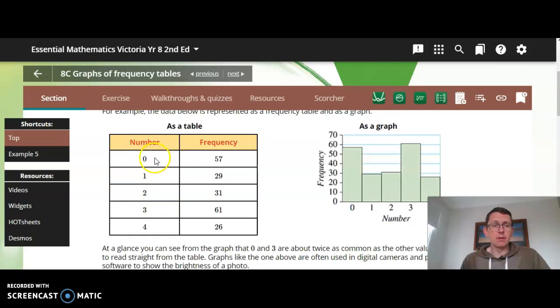Here we can see the raw data. If I ask how many siblings you have, we can see in this survey 57 people have no siblings. We have 29 people who just have one brother or sister. We've got 31 people who have 2 siblings, maybe a brother and sister, or 2 brothers or 2 sisters. We don't know. We've got 61 people with 3 siblings, and 4 siblings, 26. Clearly we had no one with more than that.